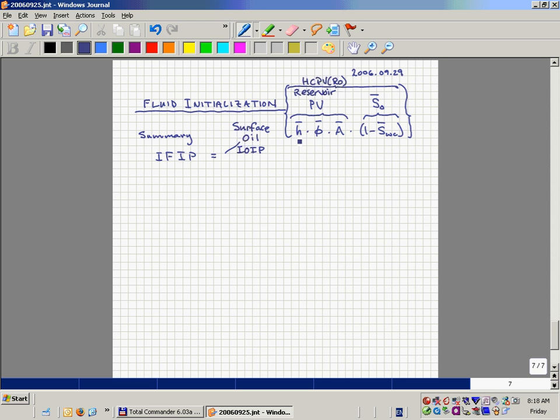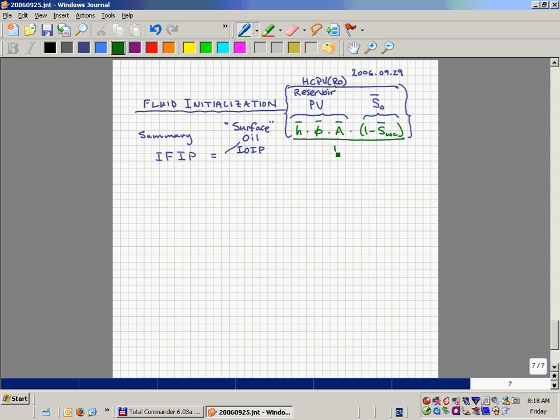So we've got the pore volume, the oil volume, but this is all at reservoir conditions, maybe 300 bar, 100 degrees C, might be 900 bar, 130 degrees C. But what we're looking for is the surface oil. So we take this term here and divide it by what we call formation volume factor.